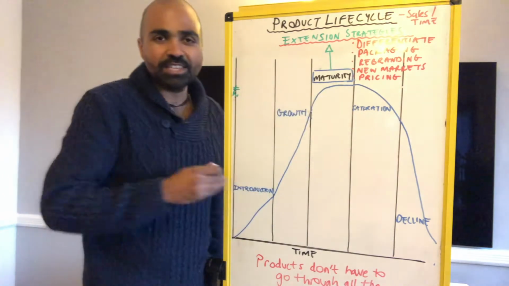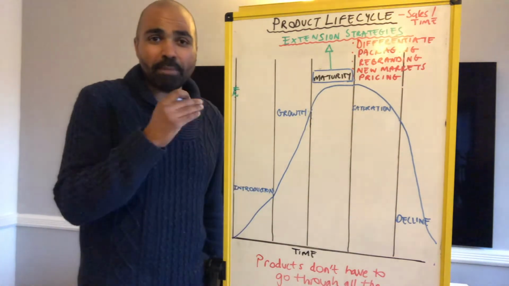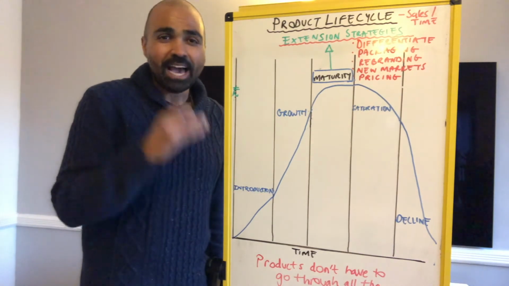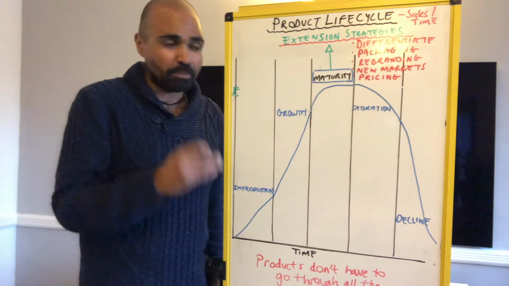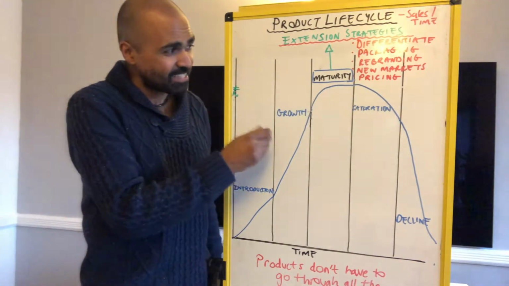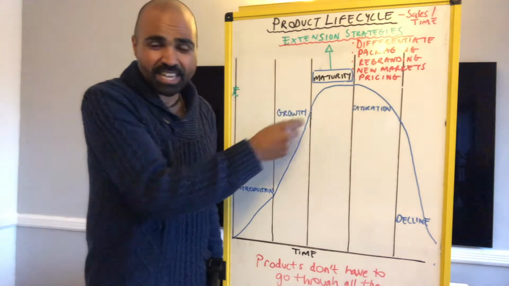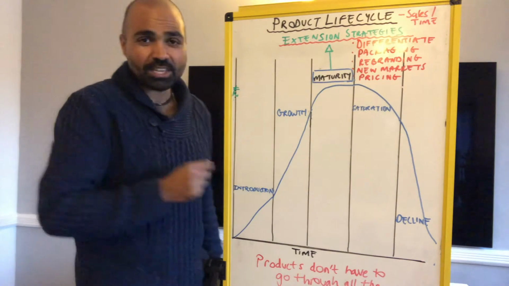And then we get to the maturity stage. At the maturity stage is where the product makes the highest amount of sales. And that is the place where the business would like the product to be and keep it at for as long as possible. And the key to this is you want it to get to the maturity stage as quick as you can and keep it there for as long as you can. Those are the two things that you want to do.